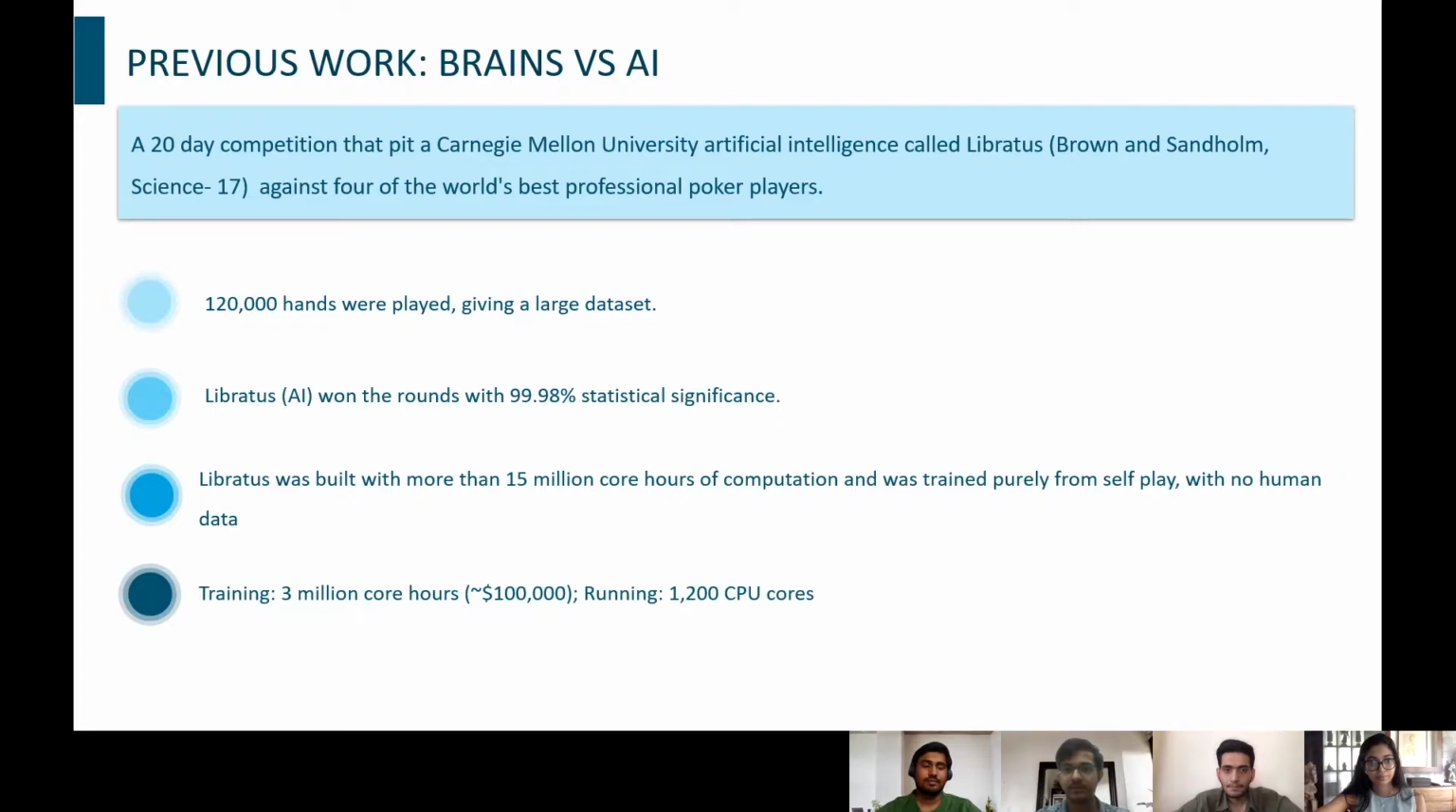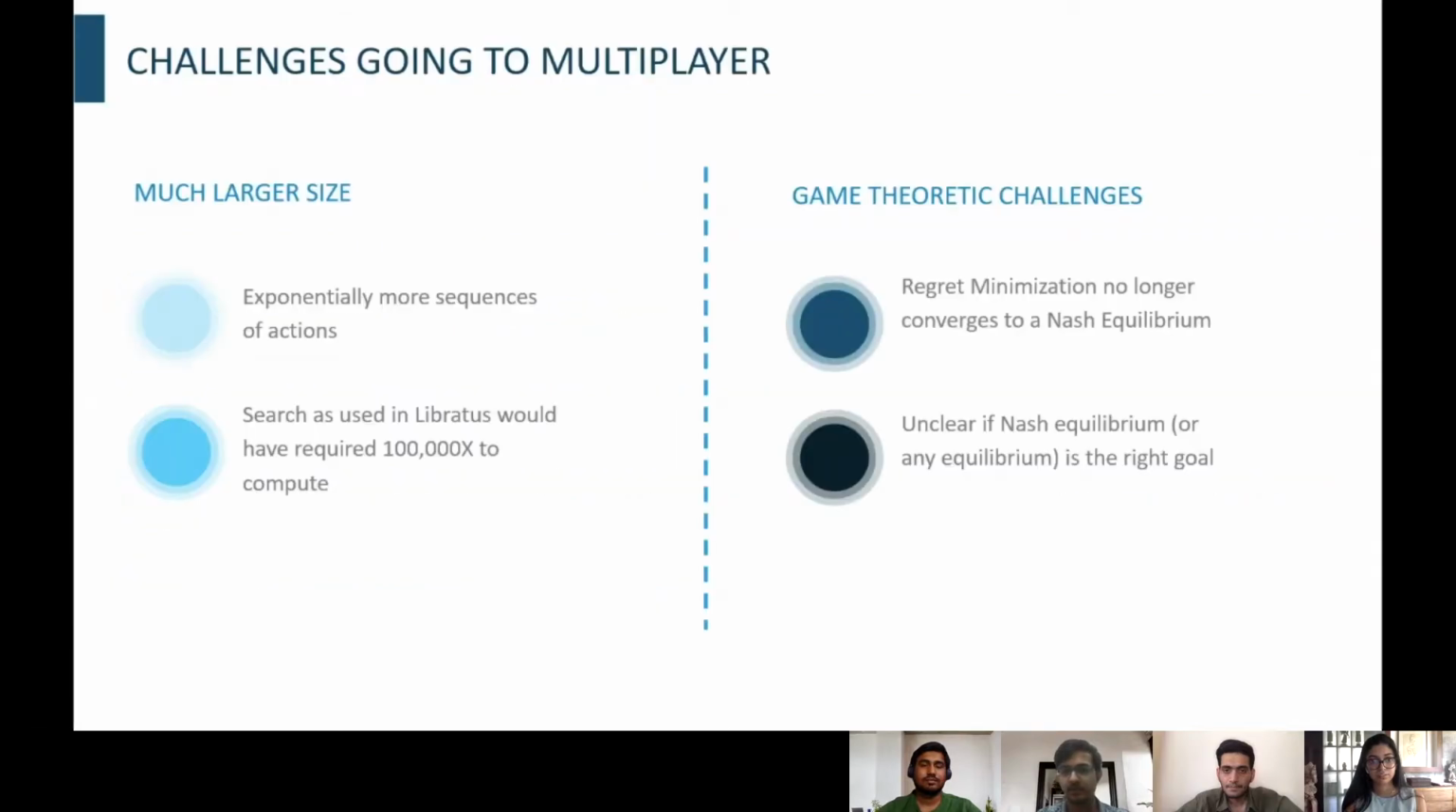The training was fairly expensive. It used around 3 million core hours, which would cost around $100,000 in cloud computing credit. And to run in real time, it would use around 1,200 CPU cores. It is still considered a major achievement at the time, but now the question arises: what about more than two players? As traditionally, poker is played with more than two players.